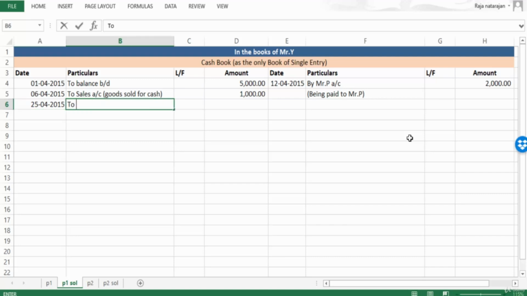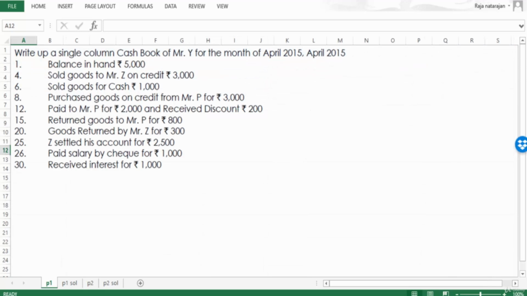25/4/15 to Z account. Here cash is coming in, so cash account on the debit side. We are saying to Z account. For our understanding, we'll say within bracket Z settled his account, and what is the amount that is received? 2,500. Done. Then on 26th, paid salary by check for rupees 1000.